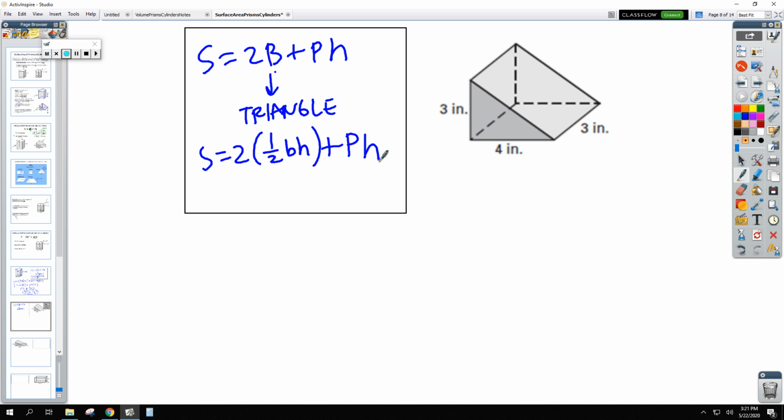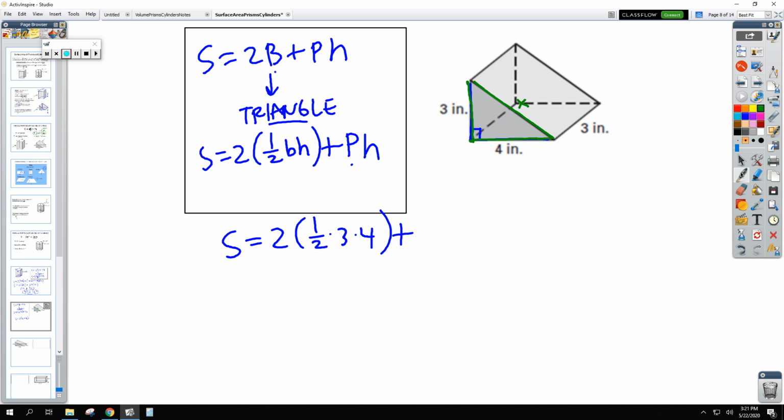All right, let's plug in what we've got. Surface area 2 times 1/2 base and height of that triangular base. Going to be 3 and 4. One thing they didn't note, that's a right triangle. Therefore, 3 and 4 are the base and height of it. Plus the perimeter of the base, which means we have to take the 3 sides here and add them up. Problem being, we don't know this third side, and there's where the trickery comes along.